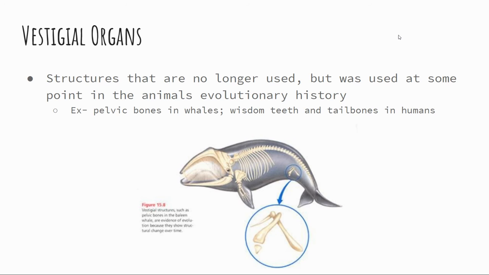Tailbones. Humans have a tailbone. We don't have a tail. At one point in time during our development, we have a tail, but we don't have a tail now walking around. But we do have a tailbone. It's a slight indentation right at the base of the spine and the back.